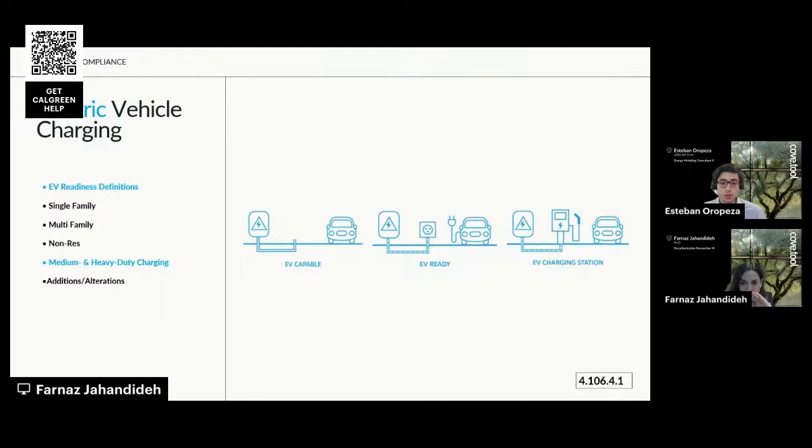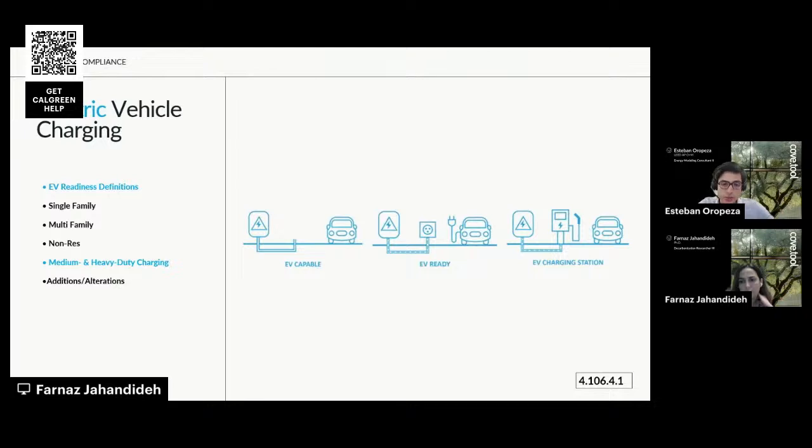Then the second level would be EV ready. EV ready is a space that is fully wired, and it may or may not have a receptacle, but it doesn't require the charging equipment itself. So it's ready for equipment, but it's not actually charging any vehicle. And the third category is of course having the chargers in place, usable chargers. So in the requirements, you will see that the EV installation types are referred to as Level 2.